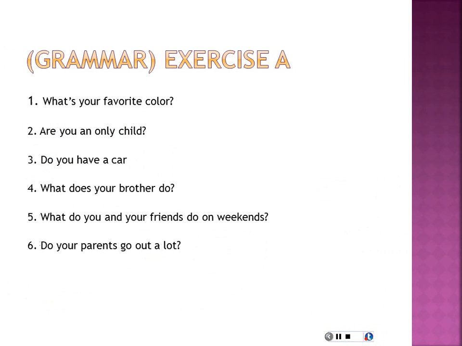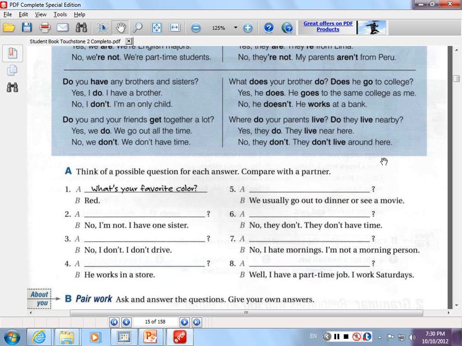So the possible question: do you like mornings? I'm asking you, do you like mornings? The answer: no, I hate mornings. I'm not a morning person.